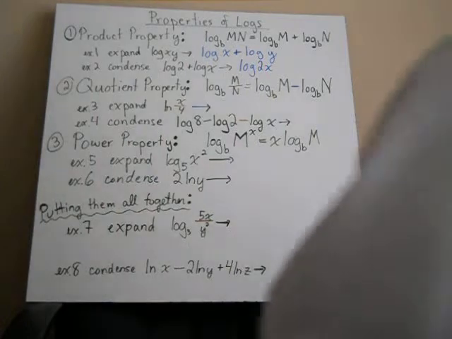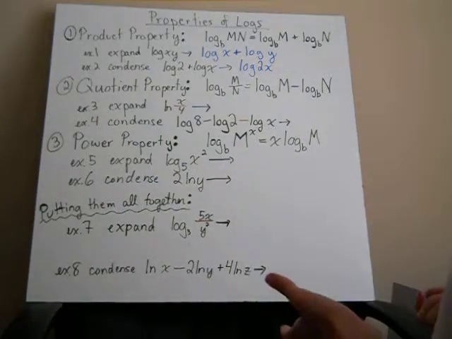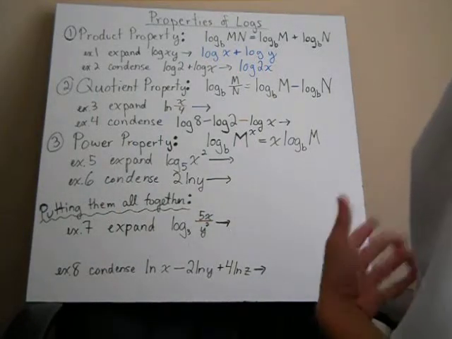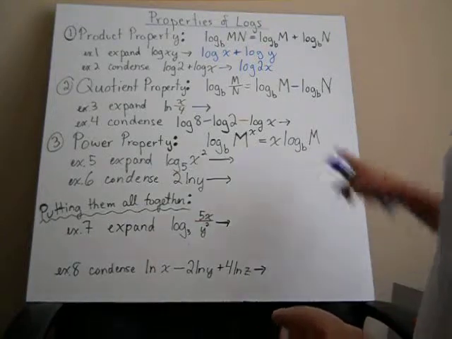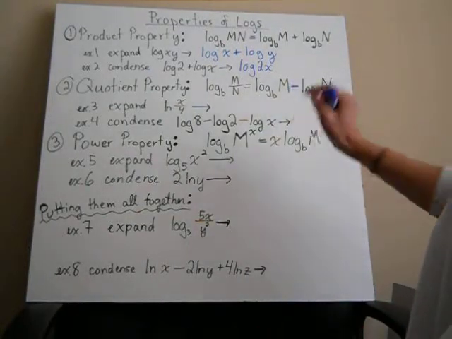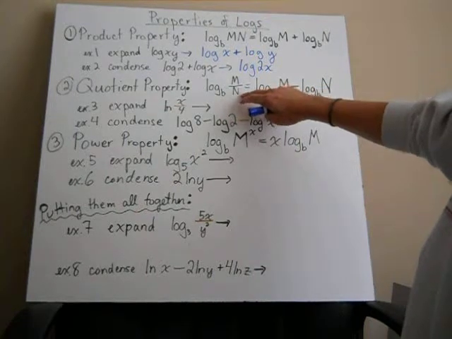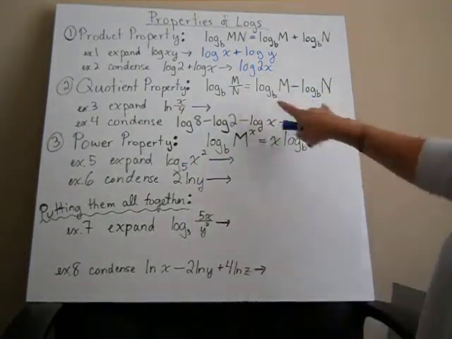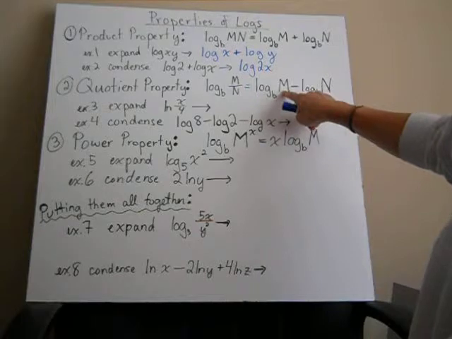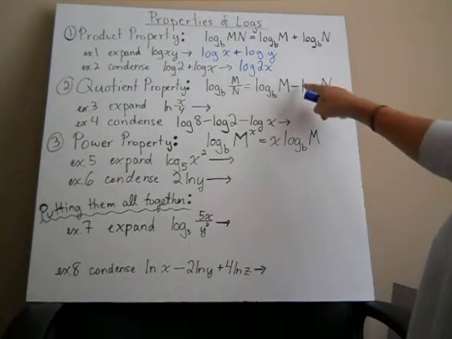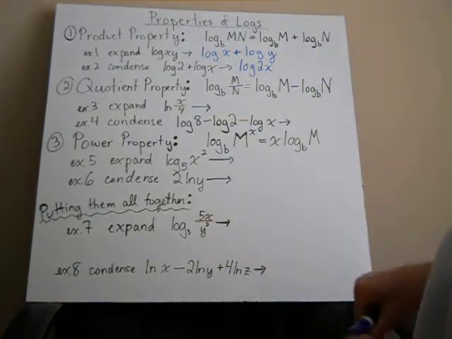Okay, quotient property. This is the other one you know. When you're dividing, what do you do with your exponents? You subtract. So if you're taking the log of something divided by another thing, then you can rewrite that as the expanded version of the log of the thing on top, subtracting the log of the thing on bottom.